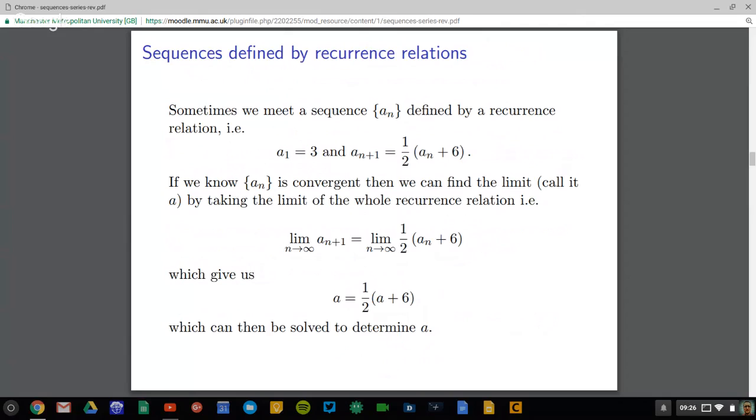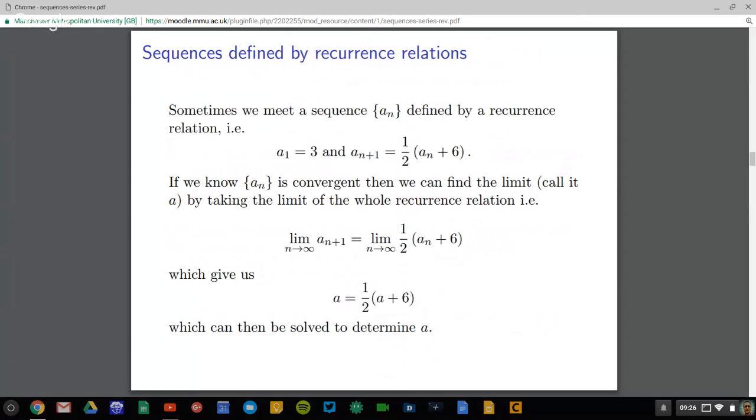6 is a half of 6 plus 6. Yeah, a is 6. Sometimes, for more complicated recurrence relations, you might get a higher order polynomial here, a quadratic or a cubic and so on. So it might have a few different solutions.